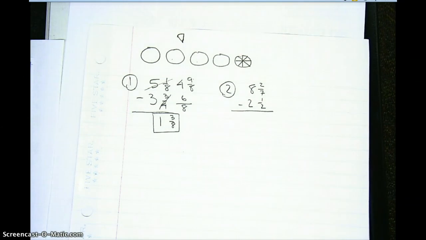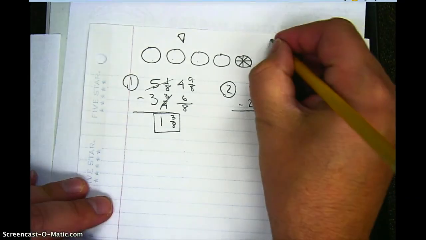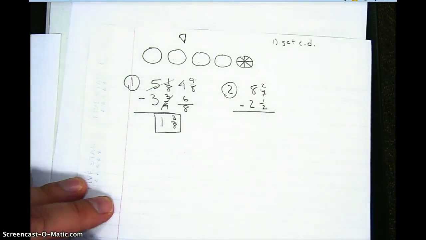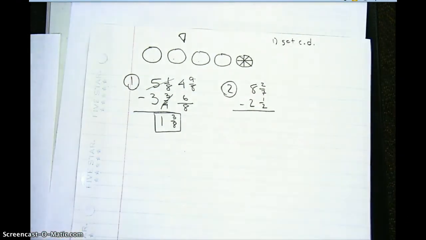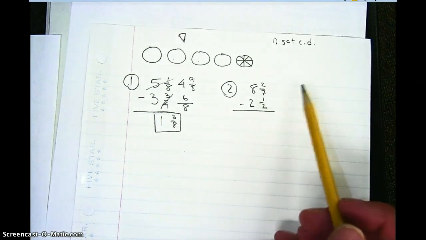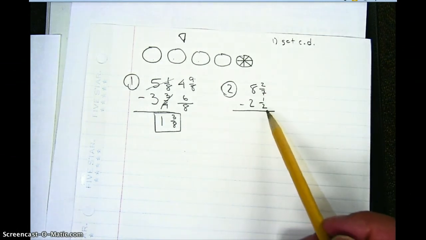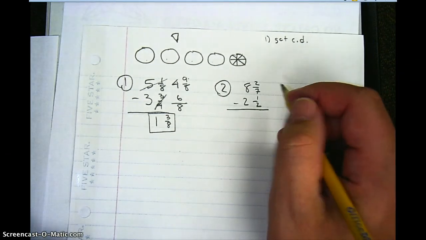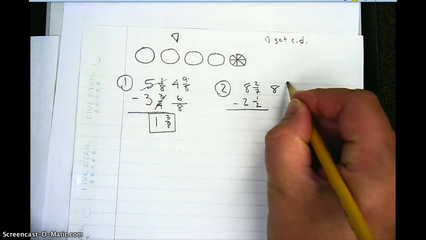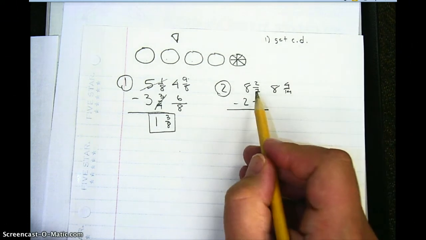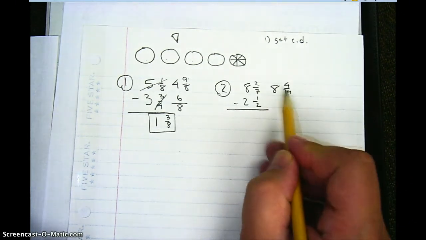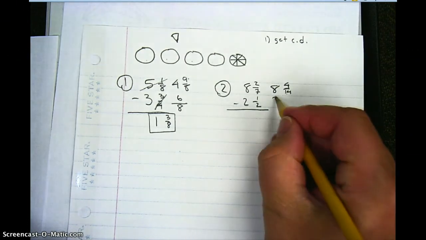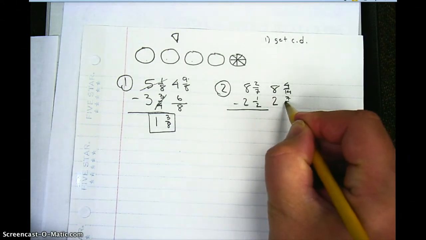Okay, so the first step again is to get a common denominator. Let's write those down. Get common denominator. That's the first step. So when I get a common denominator, my multiples of 7 are 7, 14, 21. My multiples of 2 are 2, 4, 6, 8, 10, 12, 14. So my smallest common denominator is going to be over 14. So I'm going to rewrite this as 8 and 4/14. I multiply 2 by 7 for 14 and 2 by 2 for 4. I have to multiply 1 by 7, so this is going to be 2 and 7/14.